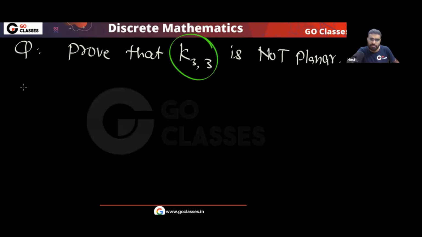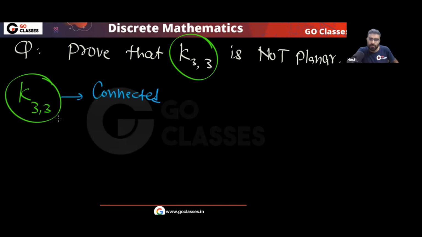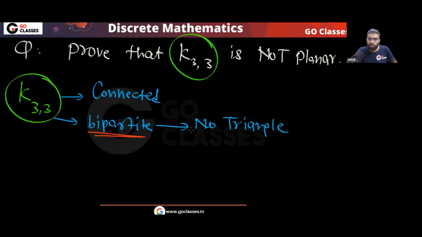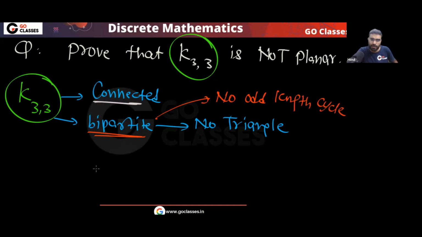See this K33, this is bipartite, right? This K33 is connected. You know this is bipartite. Bipartite means there is no triangle also. Bipartite means there is no odd length cycle, so there is no triangle also. So this is connected, and this is bipartite.